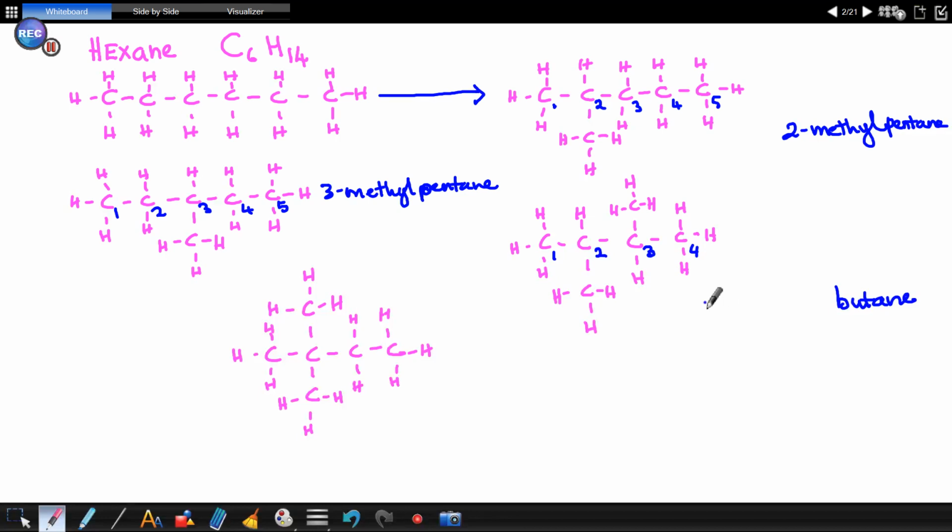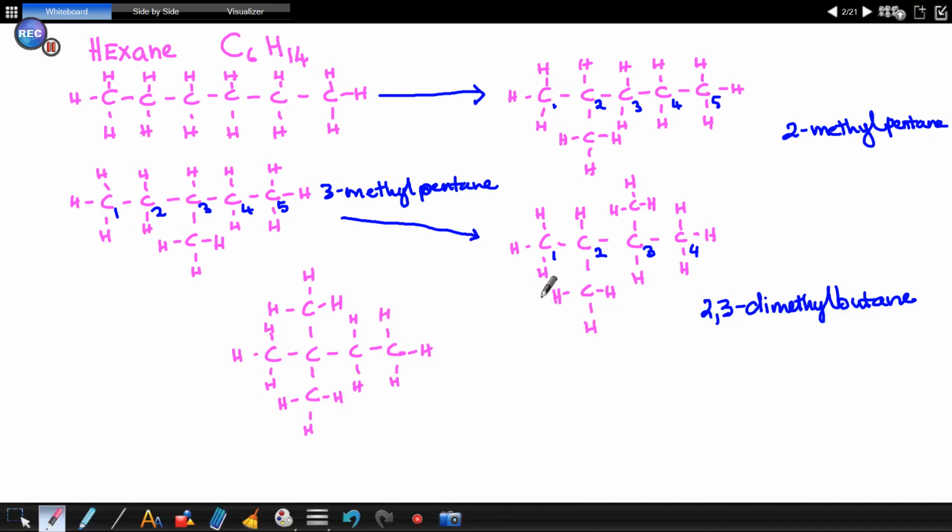So this is 2,3 dimethyl butane. There's also one where, since you got the 2, you could also say 3. No, you can't say 3, because of the rule that you must number the longest chain so that the first functional group will be on the lowest numbered carbon atom.